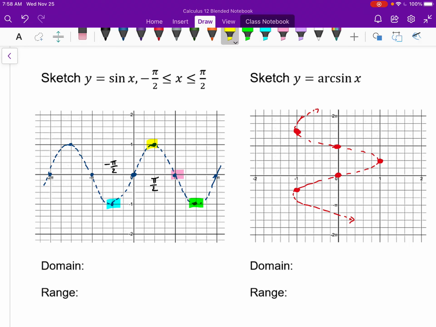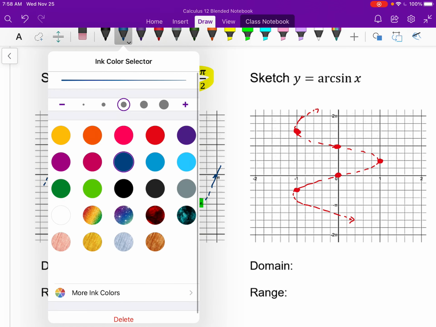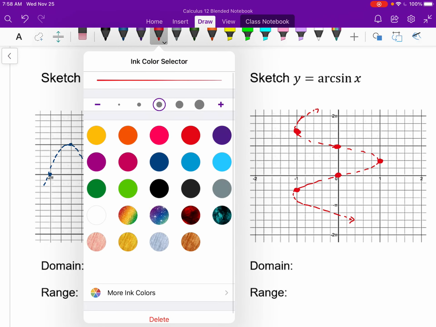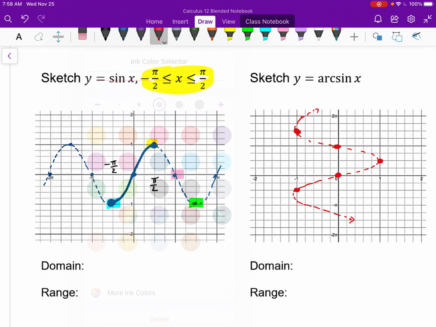So now let's pay attention to this restriction here. Negative pi over 2 to pi over 2, that's this part from, make it nice and dark, from here to here. So that is the only region that arc sine is actually the inverse of. And so if you think about how that's going to affect the shape of arc sine, that means arc sine is actually only from here to here. And that is the graph of arc sine.